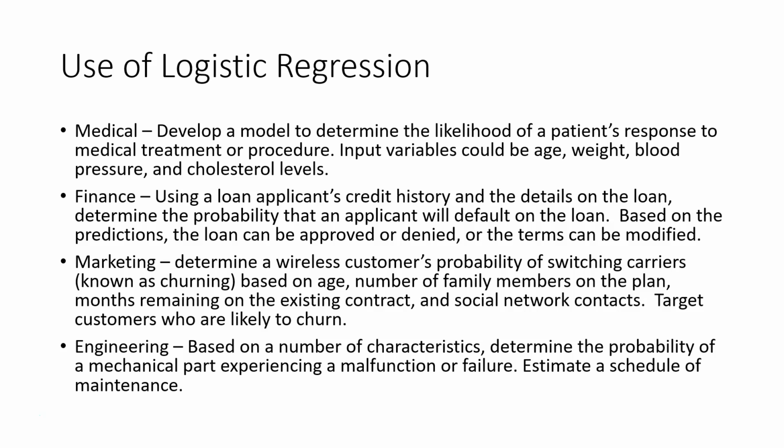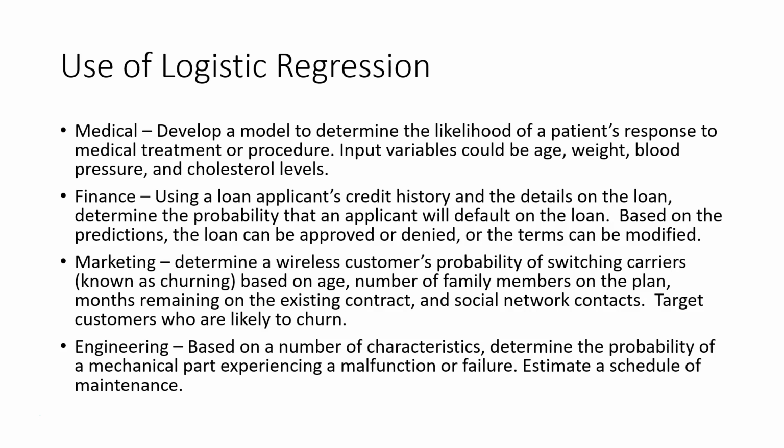Here are some examples of where we would use logistic regression. One example is in the medical field, to develop a model to determine the likelihood of a patient's response to medical treatments or procedures. The input variables we would have could be age, weight, blood pressure, and cholesterol levels. Those are all continuous variables. And we're going to use all four of those continuous variables in a model to determine whether or not the patient is likely to respond or not respond. Again, we're getting back to the categorical variable. This is all from past data sets.